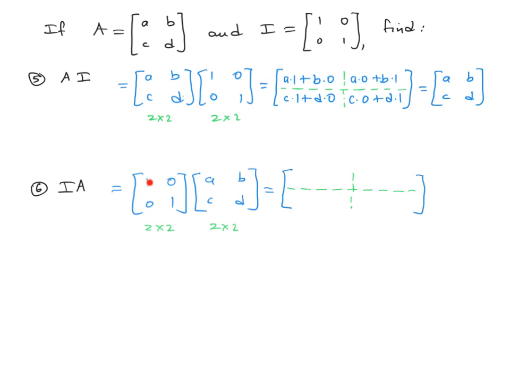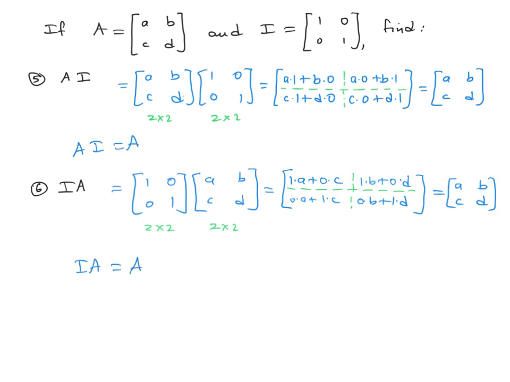Okay, so the first row, first column will be 1 times A plus 0 times C. The first row, second column will be 1 times B plus 0 times D. The second row, first column will be 0 times A plus 1 times C. And the second row, second column will be 0 times B plus 1 times D. And when I simplify that, I get A, B, C, D. Once again, I get my A matrix back. So A times I was equal to A, and I times A was equal to A.